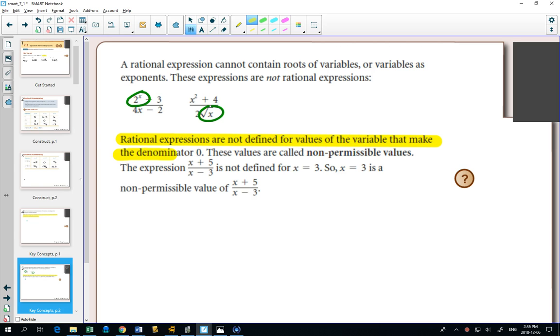we can't have things that make the denominator 0. And these are called non-permissible values. So if you had x plus 5 over x minus 3, you can't have x equals 3 because that would make you divide by 0. So we call 3 a non-permissible value.